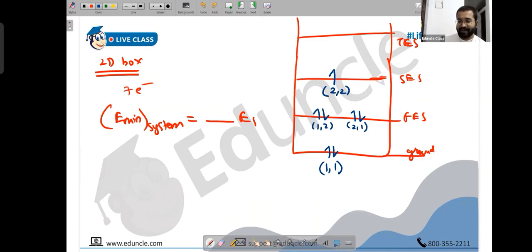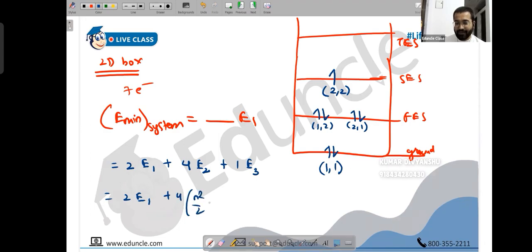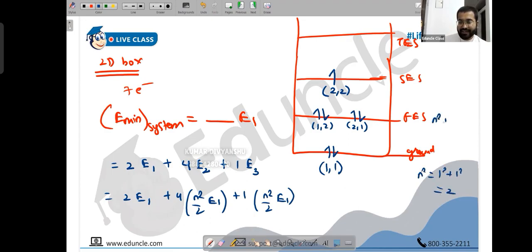So this is the importance of degeneracy, as we realize. Now we can directly write: I've got 2 electrons in the ground state, 4 electrons in the first excited level, and 1 electron in the next level, whatever you call it. So this is 2 in the ground state, plus 4, what do you write here, people? n square by 2 E1, short way, plus 1 into, here also I can write n square by 2 E1. But you need to calculate n square very carefully. For example, here n square is 1 square plus 1 square which is 2, here n square is 1 square plus 2 square which is 5, and here n square is 2 square plus 2 square which is 8. Substitute the respective n square.